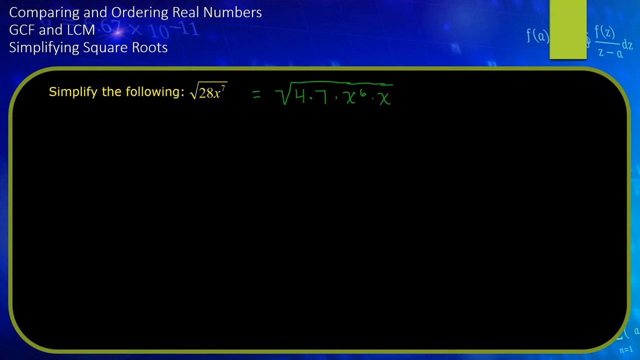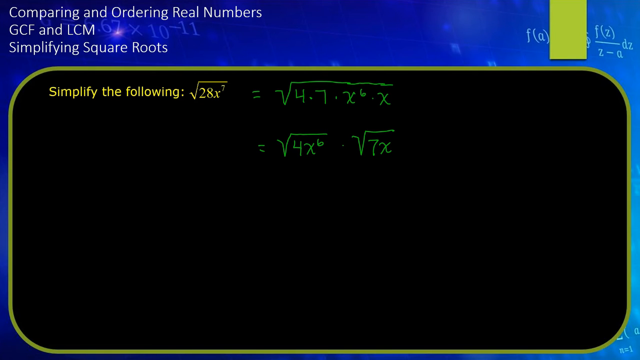The x to the 7th I split into x to the 6th times x because, again, x to the 6th is a perfect square since it's an even exponent. Whereas the x, having just an exponent of 1, which I usually don't write, is not a perfect square since it's an odd exponent. And x to the 6th is the biggest exponent of x I could take out of x to the 7th. So this allows me to separate this into 4x to the 6th power times the square root of 7x.